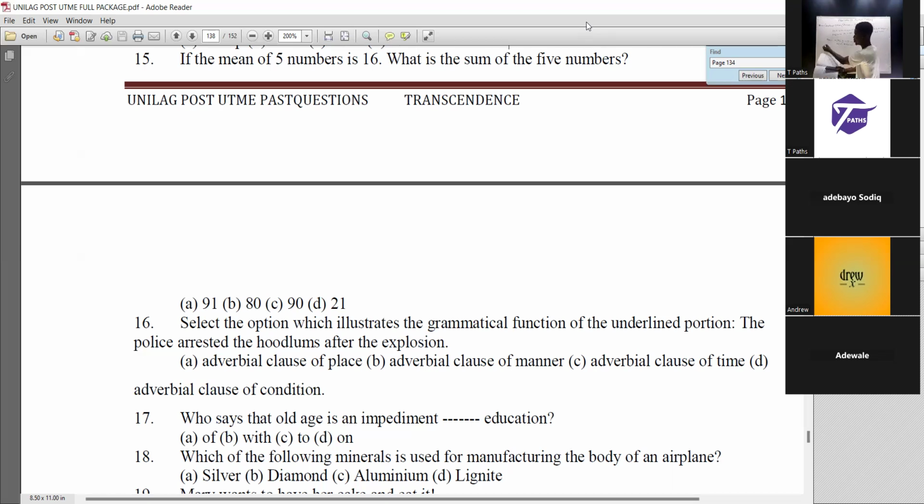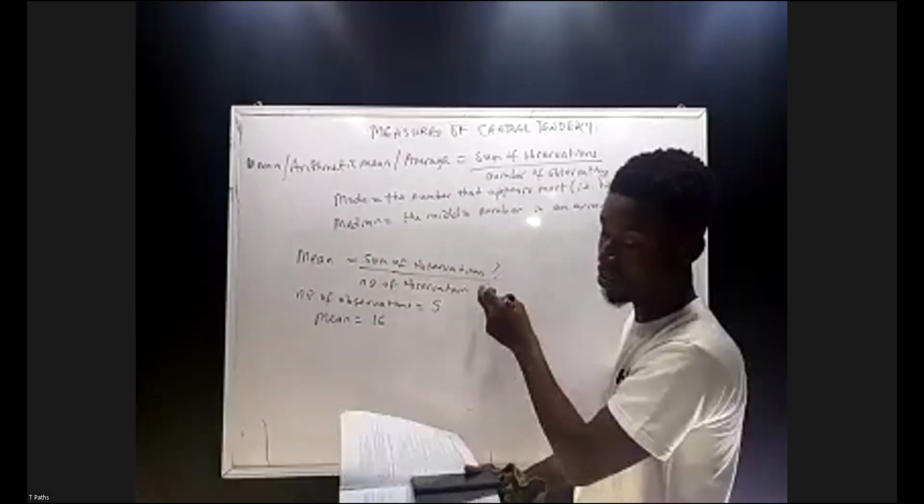Listen, the mean of 5 numbers. The number of observations is 5. Then the mean is 16. Now, what are we asked to get? The sum of those 5 numbers. This is what we are asked to get. The sum of the 5 numbers.